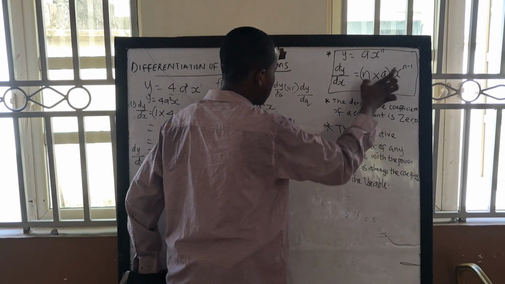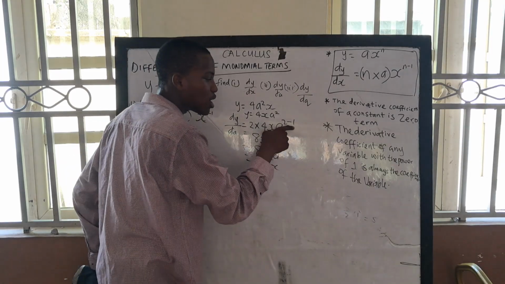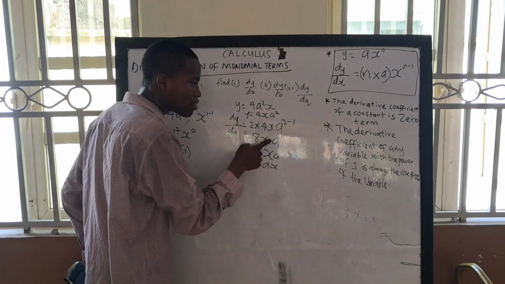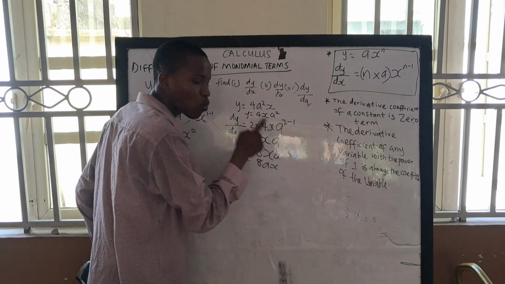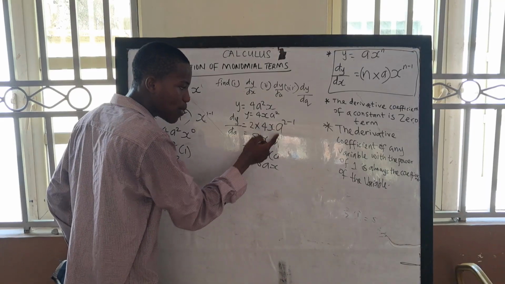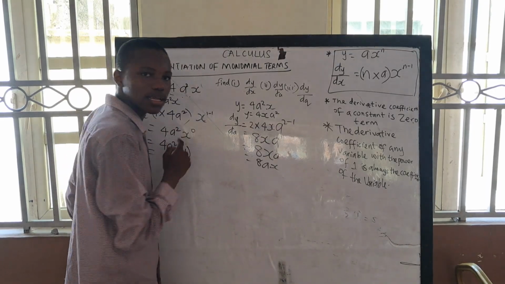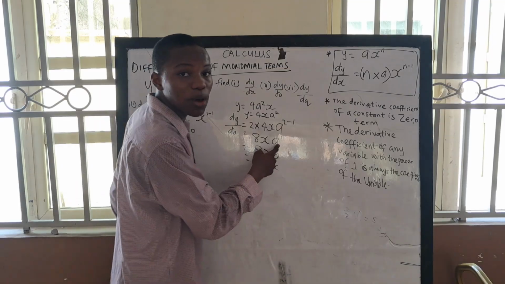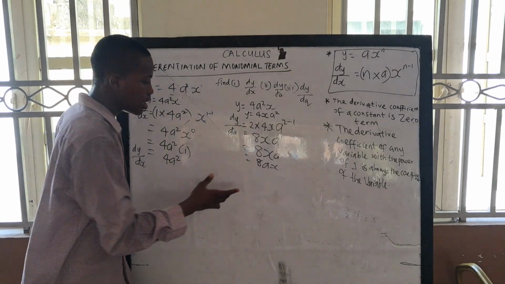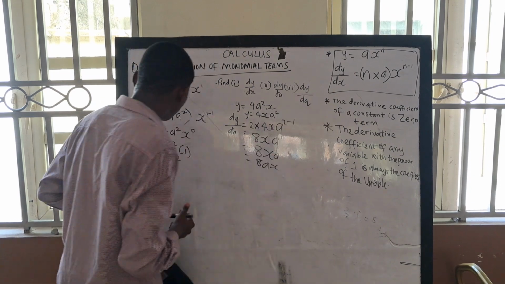From here, 2 times 4xa. Then I subtract 1, 2 minus 1. So I'm having 2 times 4, which is 8, my x, then a raised to 2 minus 1, which is 1. This is what I did. 2 times 4, 8. Then my x, I brought it down. My a, 2 minus 1 is 1. So I'm having 8x. What's a raised to power 1? a. So this is 8xa or 8ax.